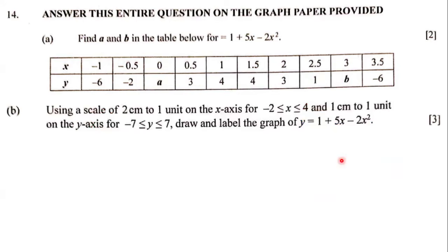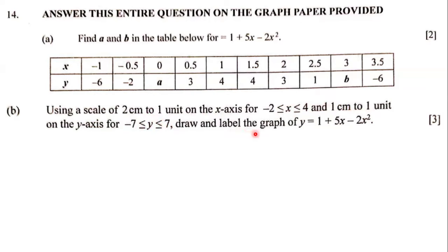Next, what do they want us to do? They said using a scale of 2 centimeters to 1 unit on the x-axis for negative 2 is less than or equal to x is less than or equal to 4, which basically means that x is going to be in between negative 2 and 4, but we include negative 2 and 4, and 1 centimeter to 1 unit on the y-axis for y is greater than or equal to negative 7, and y is less than or equal to 7.